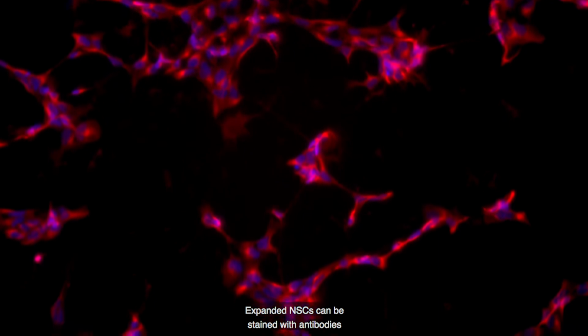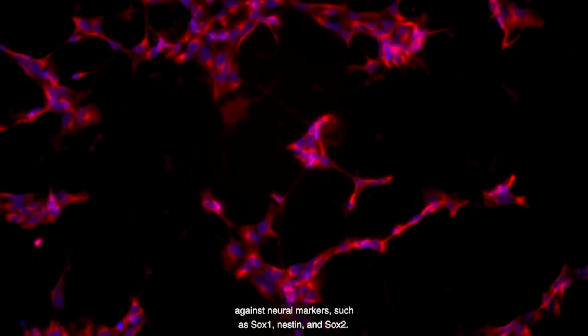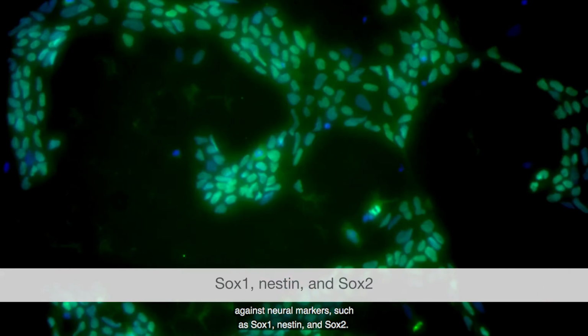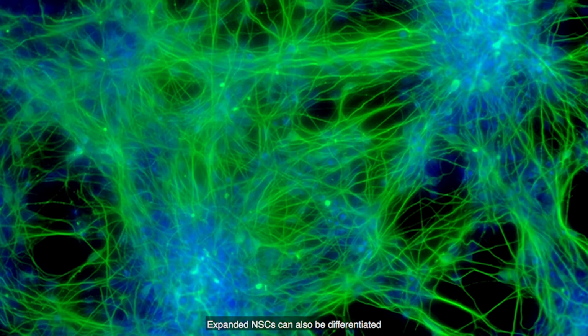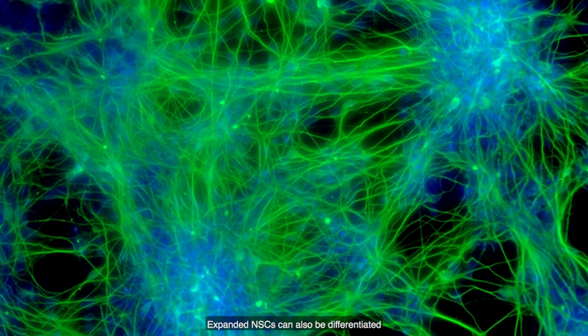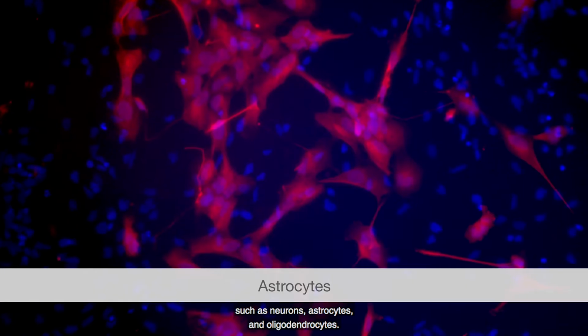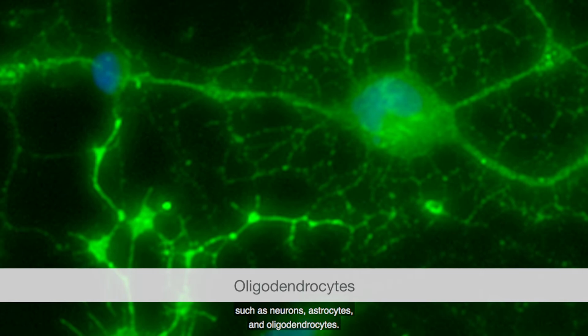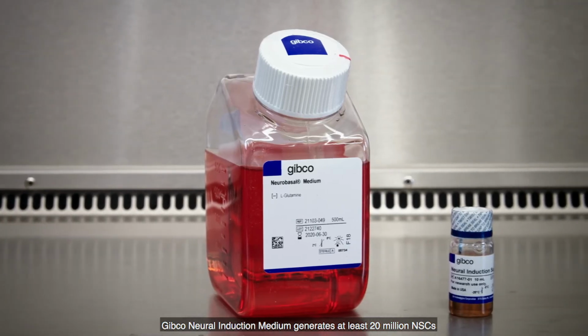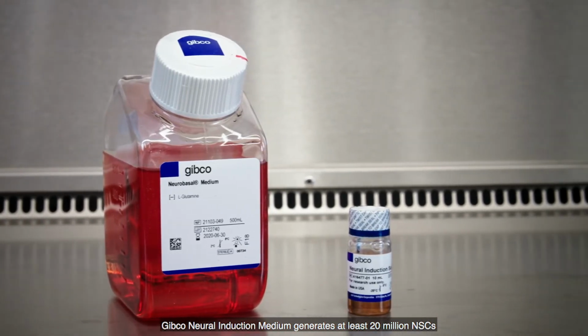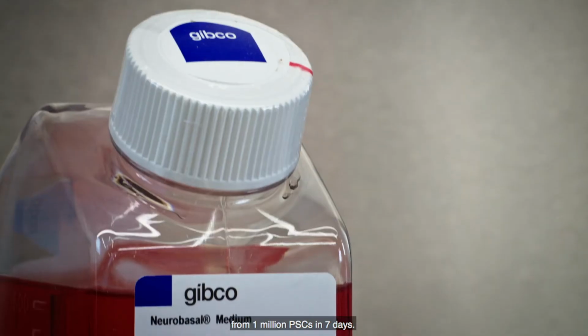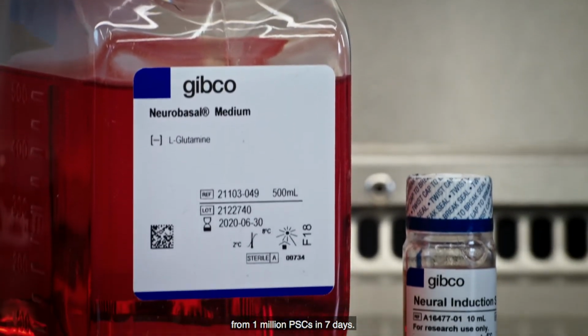Expanded NSCs can be stained with antibodies against neural markers such as SOX1, Nestin, and SOX2. Expanded NSCs can also be differentiated into specific neural cell types, such as neurons, astrocytes, and oligodendrocytes. Gibco neural induction medium generates at least 20 million NSCs from 1 million PSCs in 7 days.